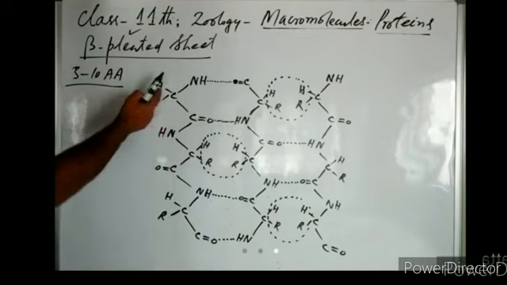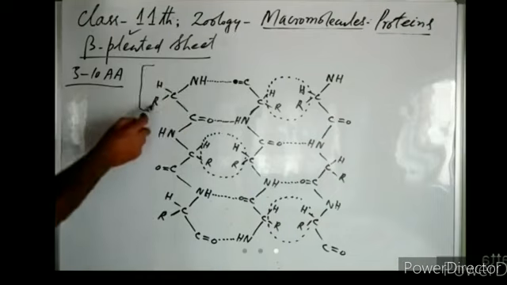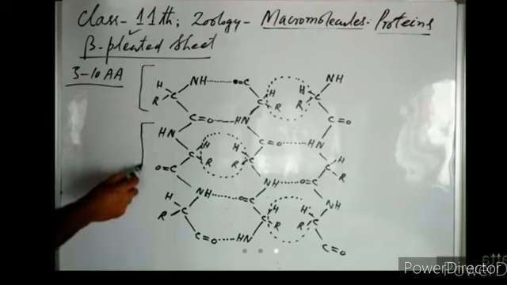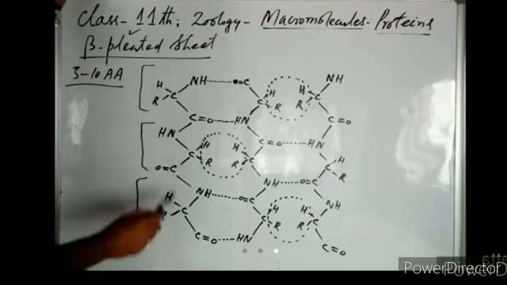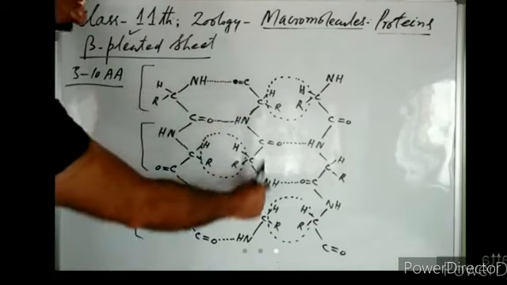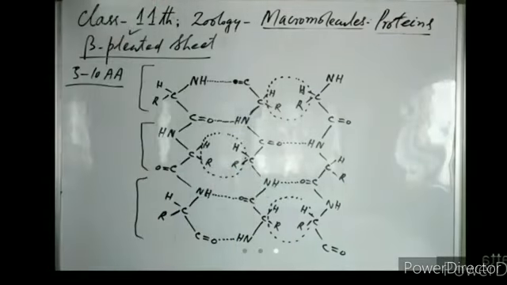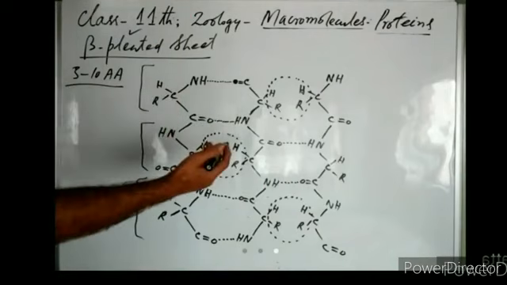NH, alpha carbon, hydrogen atom, alkyl group, carboxyl group. One amino acid, right? This is one amino acid. From here it is another amino acid. From here it is another amino acid, right? So in this example, there are 3 amino acids in one peptide chain. Then similarly, another peptide chain with 3 amino acids. Another peptide chain with 3 amino acids, right? So they come parallel to each other.